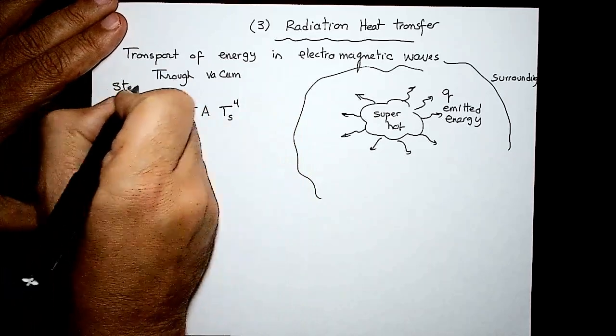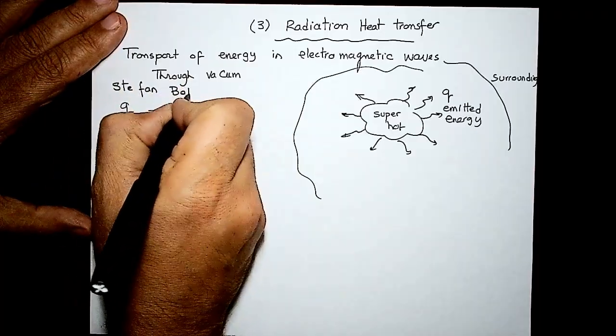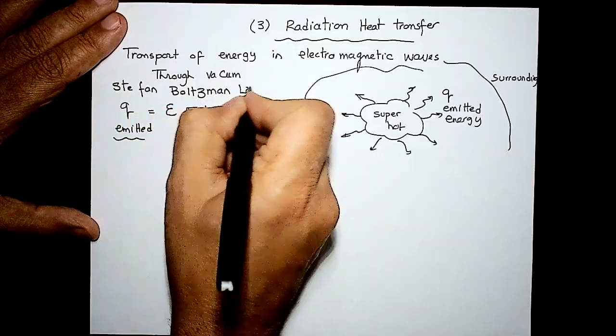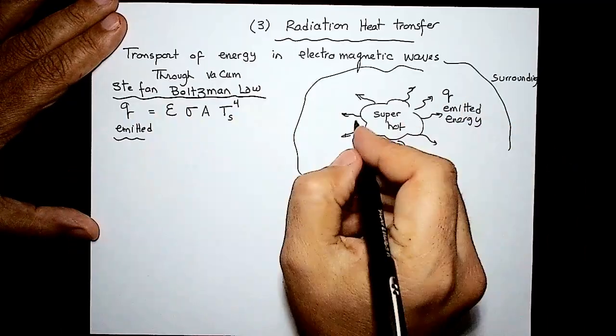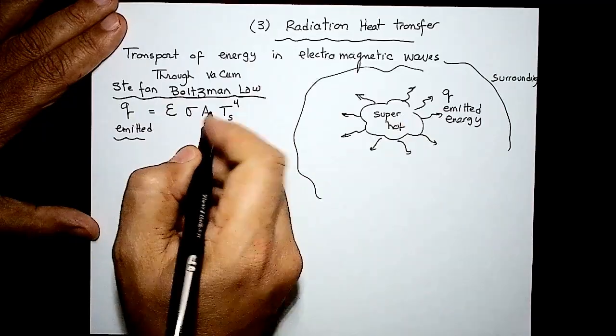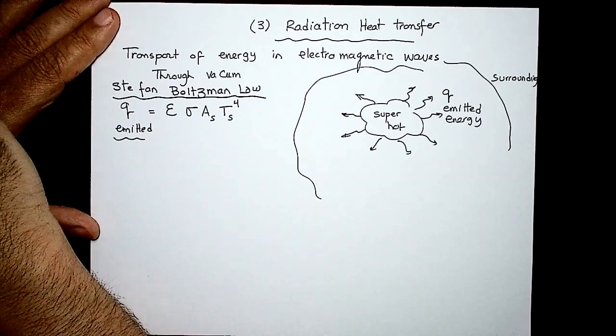Stefan-Boltzmann law. So Q emitted by radiation from a surface is calculated from epsilon sigma A_S T_S to the fourth. Excuse me. Let's define each one of these terms.